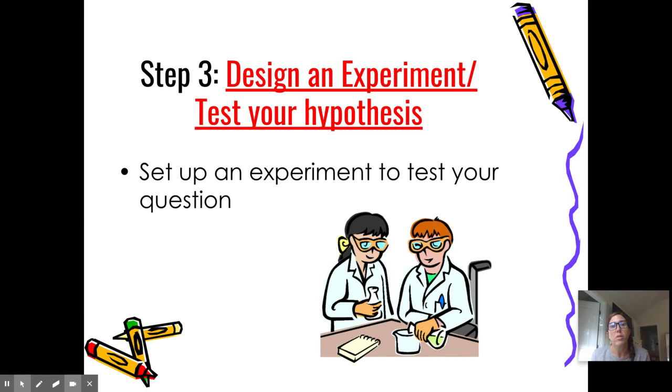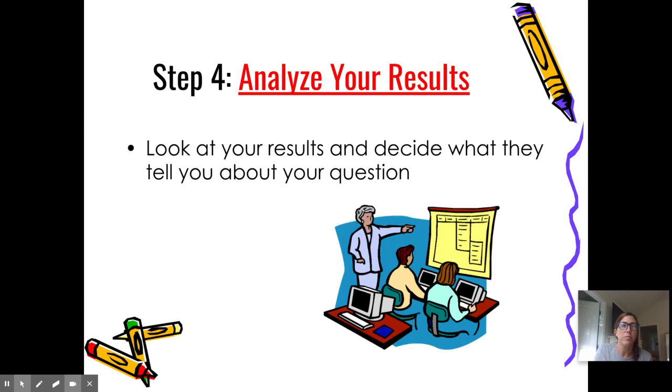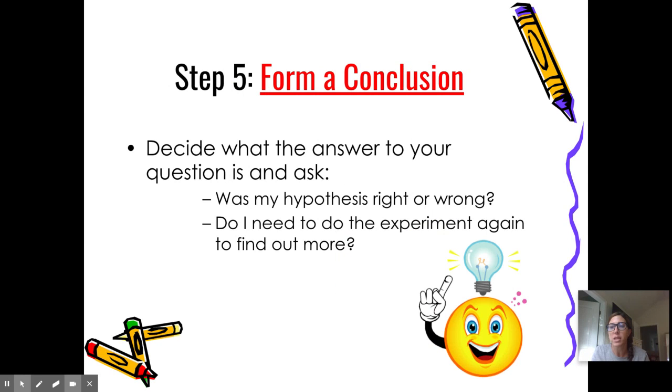Step 3 of the scientific method is to design an experiment and test your hypothesis. This is where you're going to design and carry out your experiment. Then step 4, you will analyze your results and usually create some sort of a graph to make a visual representation of your results. And then in step 5, you're going to form a conclusion. You're going to decide what the answer to your question is and ask, was my hypothesis right or wrong? And do I need to do the experiment again to find out more?